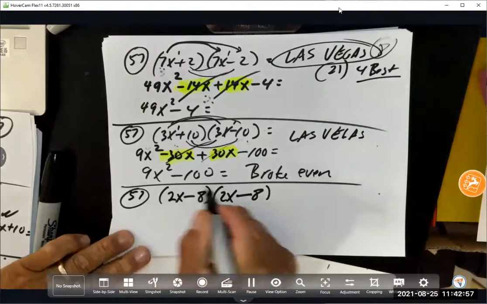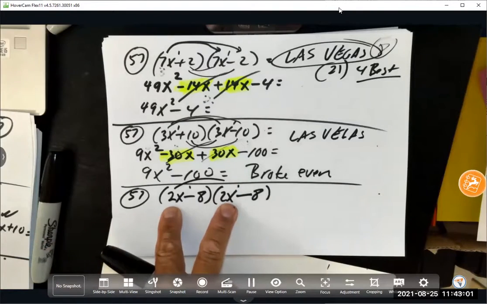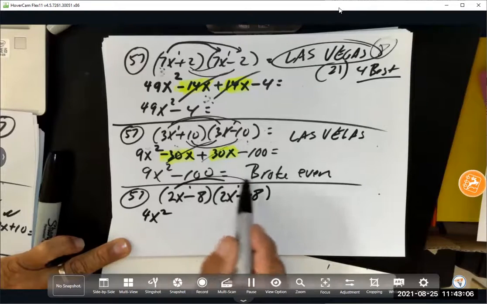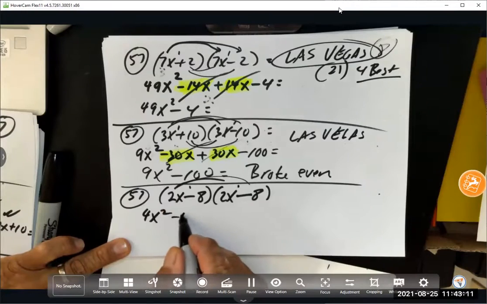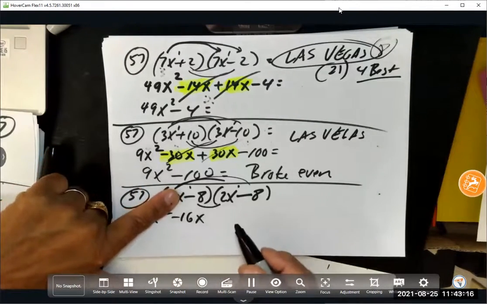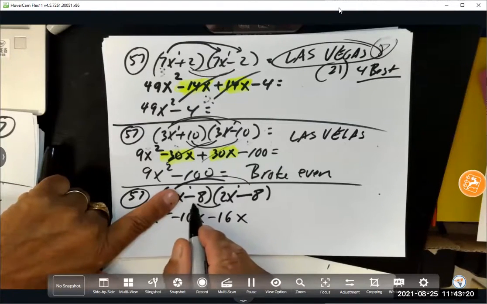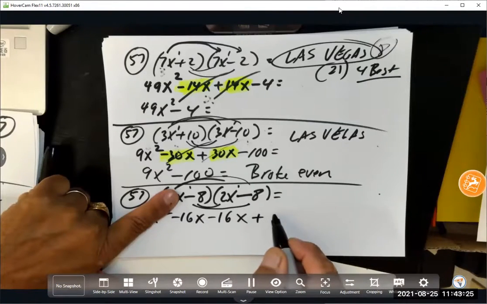So first one, this is 1, this is 1. Ready? What's 2x times 2x? 4x squared. There you go. And what's 2x and -8? -16x. Okay. So what's -8 times 2x? -16x. And the last one, a negative times a negative is positive, positive what? 8 times 8? Is it 48? 60 something. Oh, 64. There you go.